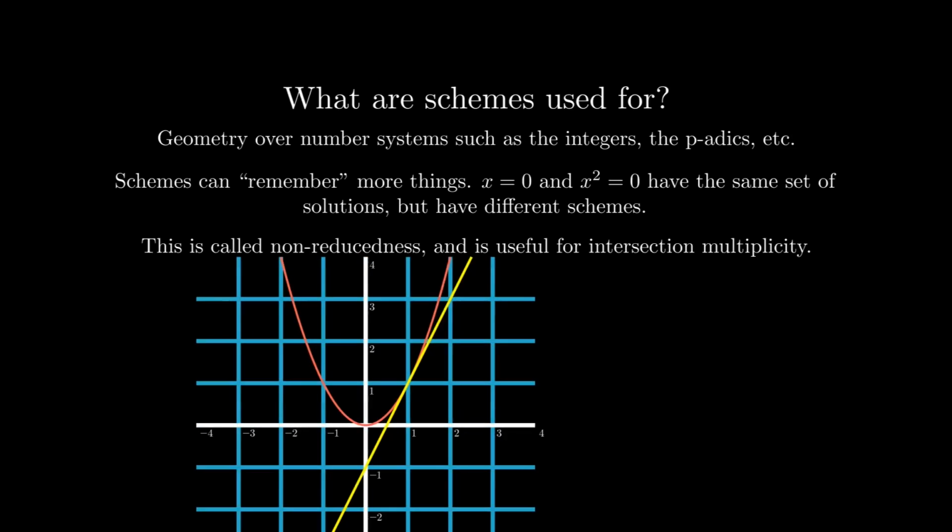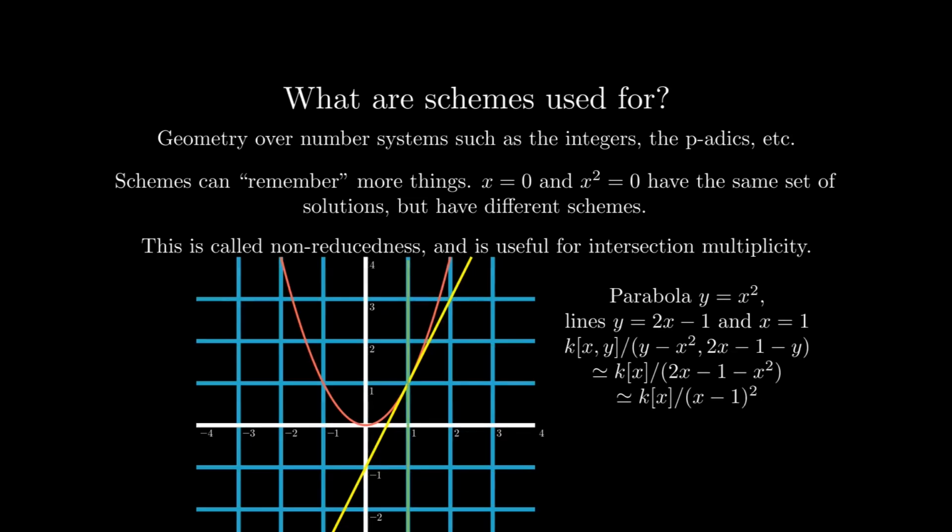For example, the two lines intersect the parabola, but one is tangent and the other crosses it. Thus, they result in different schemes. As you can see, their intersections are different. The first one has (x minus 1) squared, and the second only has y minus 1, no squared.